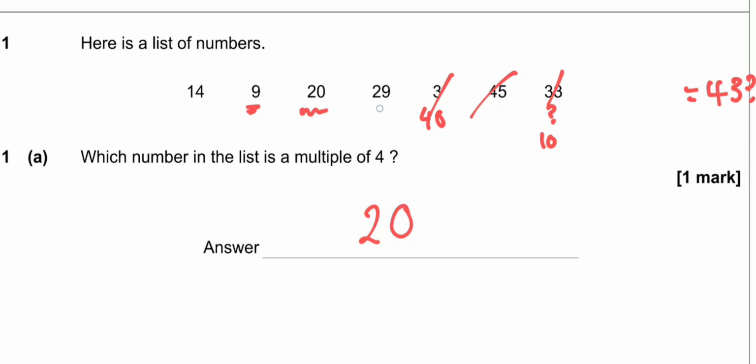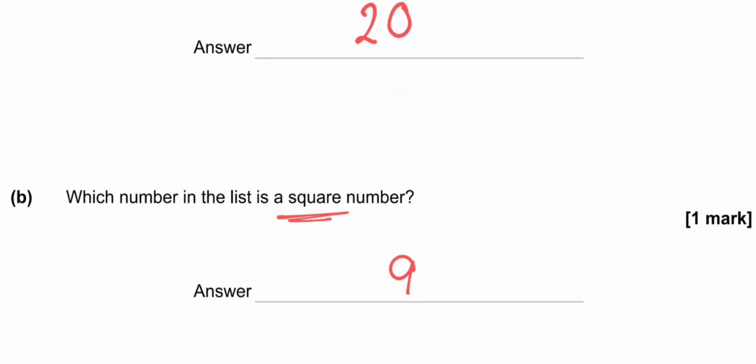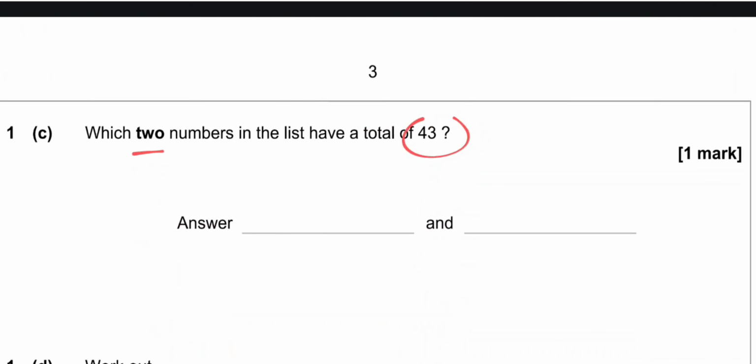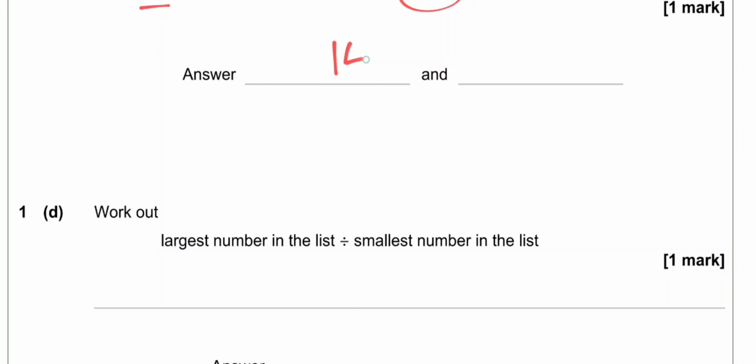If you pick 3, it'd have to be 40. If you pick 29, it'd have to be 14. Bingo, they're both in the list. 14 and 29. Don't miss that mark just because it's over the page.